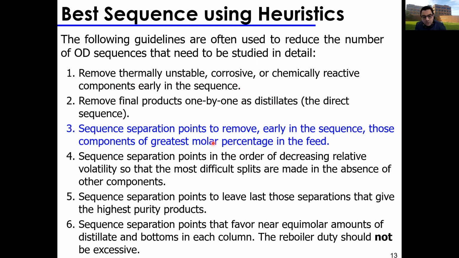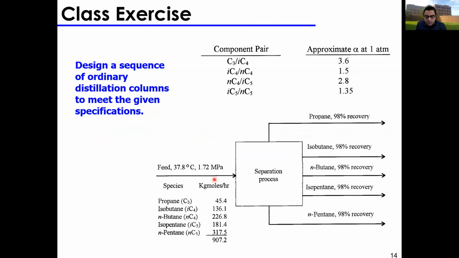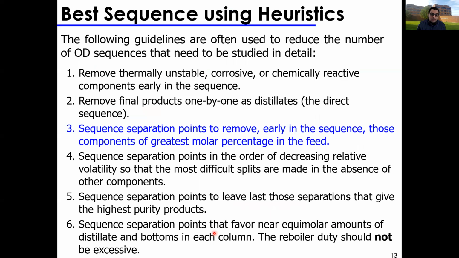Okay, we might have to think about this, and then sequence separation points in order of decreasing relative volatility. So why did we go to 4 and not to 3? Because if I look here, propane is 45, butane 136, 226, 181, 317. Why didn't I just remove N-pentane first? You didn't remove N-pentane first because you want to maintain your sequence to be as direct as possible. So I didn't remove it first because I want to remove them 1 by 1 as much as possible, and I need to maintain a direct sequence.